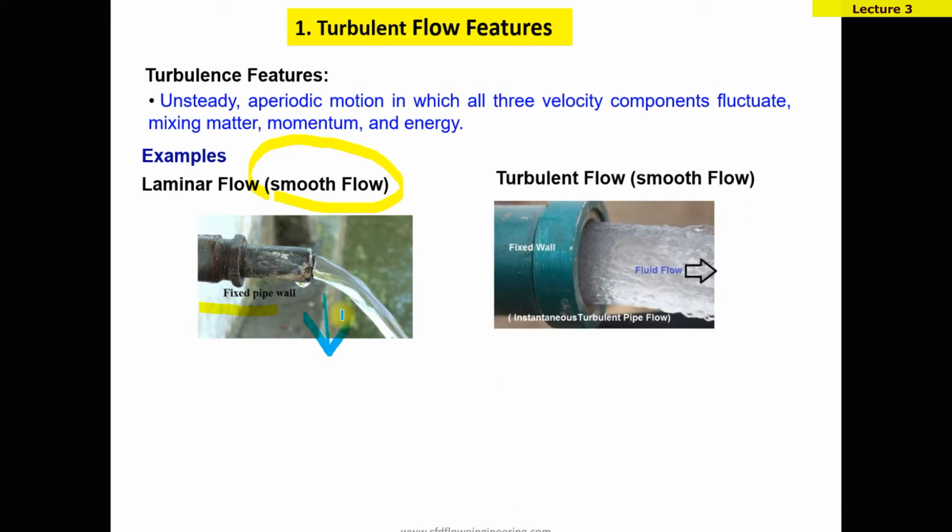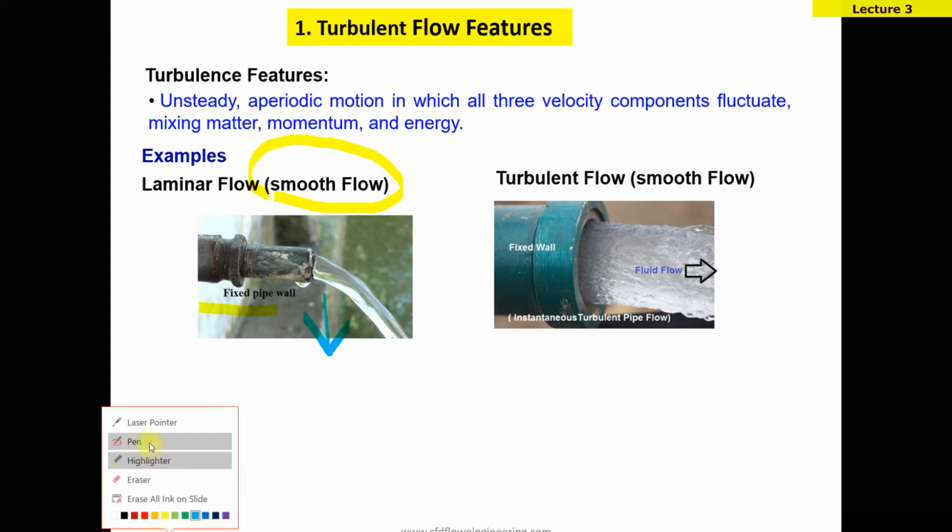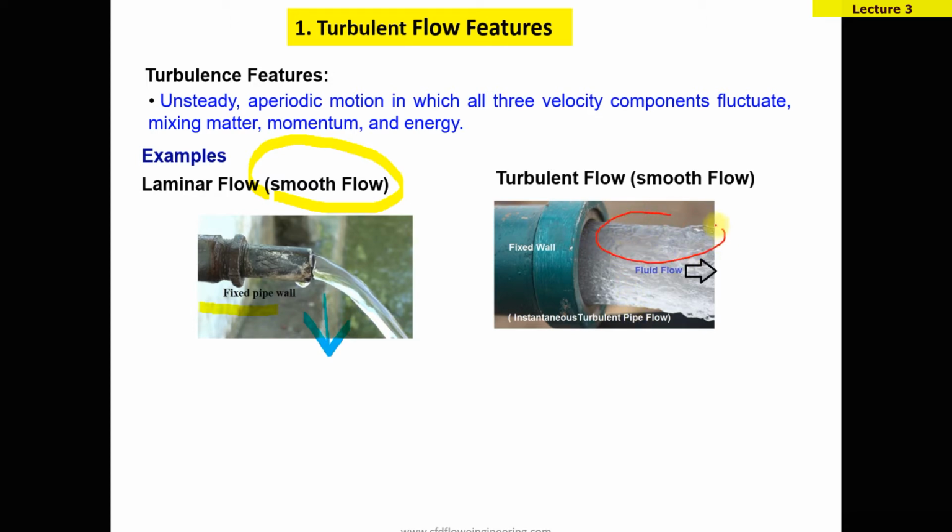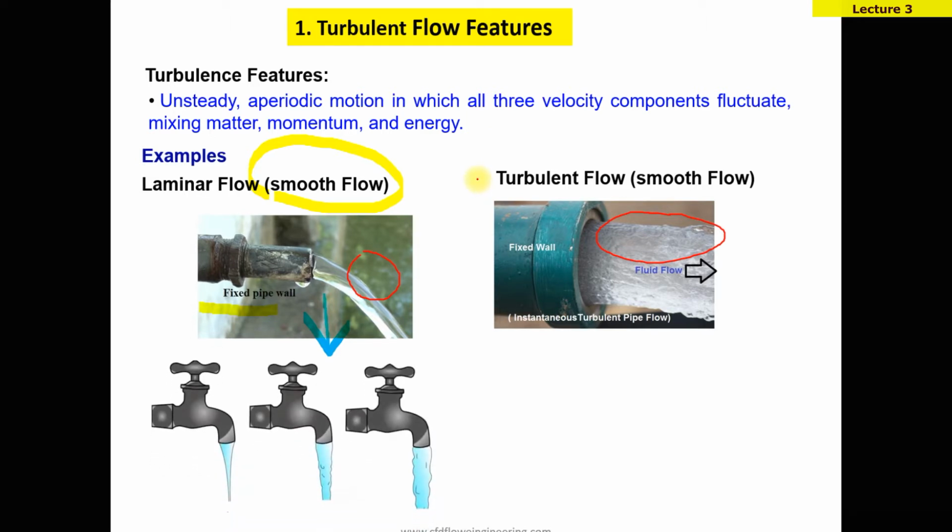Turbulent flow is not smooth. Here we see the surface of the ocean. We can see the fluctuation on the surface of the fluid. That means these quantities are fluctuating with respect to space and time. But here in laminar flow, we can see that there is a smooth variation, and there is not much fluctuation.